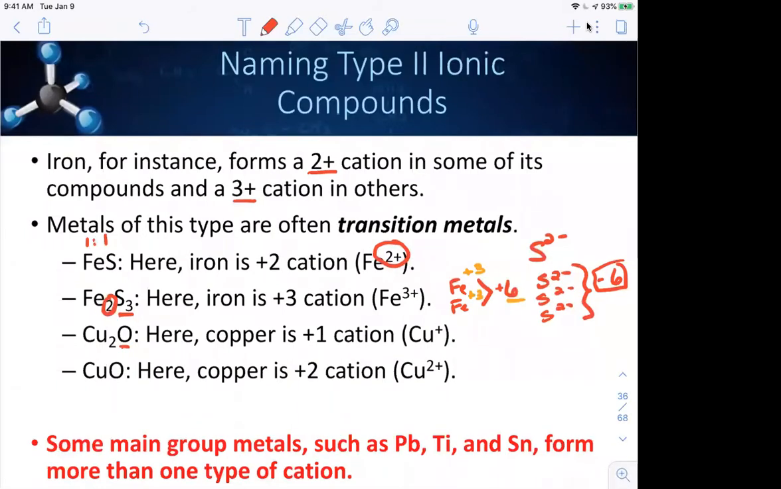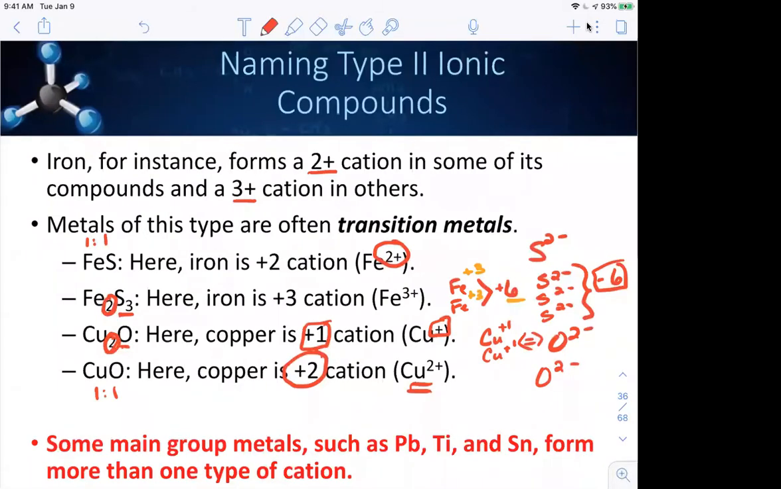Let's look at this one. This oxygen is always a 2-. I have 2 coppers, so each copper is going to be a 1+. See, I need 2 copper +1s to balance out 1 oxygen 2-. That's why I have this subscript here. I know that oxygen is a 2-. This is a 1-to-1 ratio, so my copper has to be a 2+.